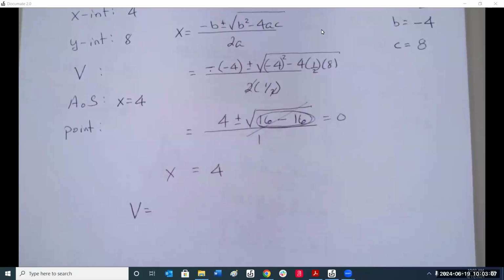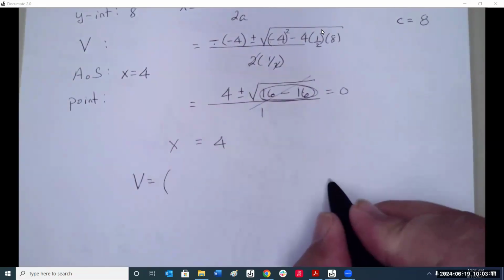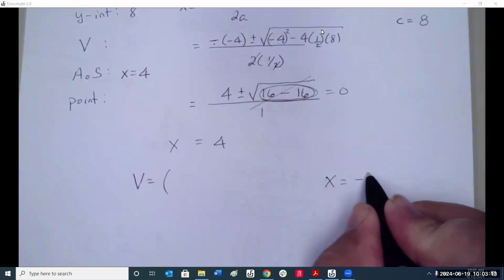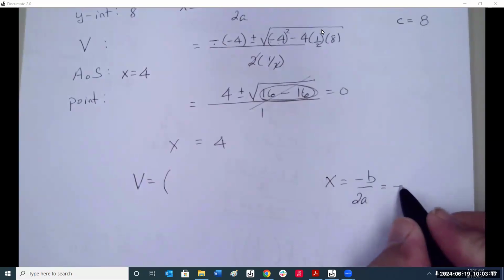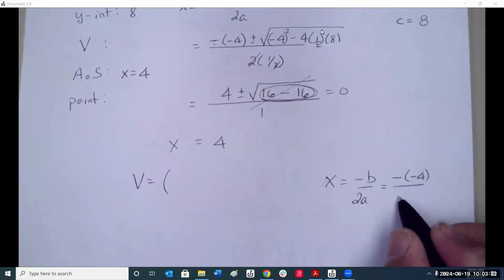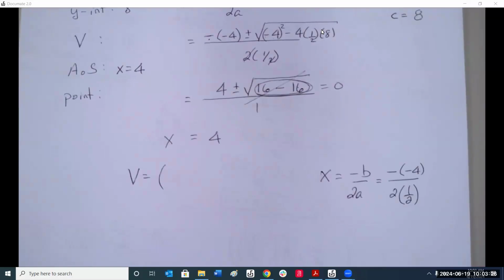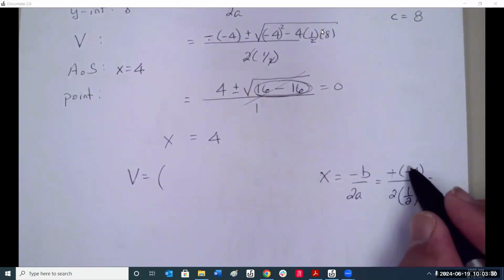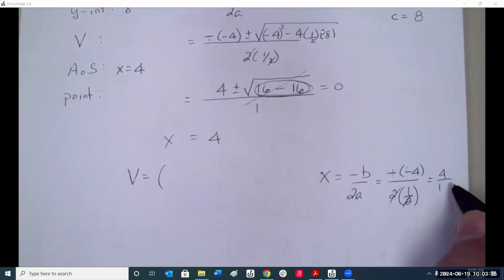Let's find the vertex. The x value is at negative b over 2a. Negative of a negative 4, over 2 times 1 over 2. So the negatives cancel, so it's positive 4. The 2s cancel, so it's 4 over 1, which equals 4.